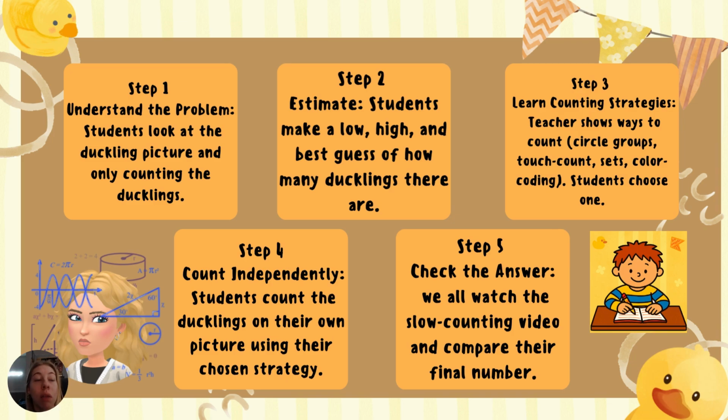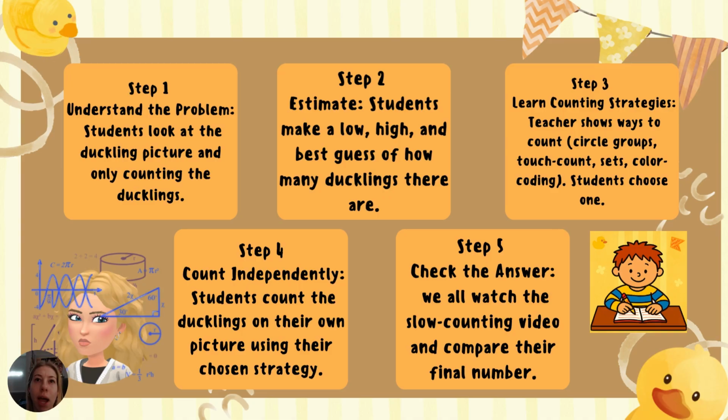Step 2, we're going to be talking about estimating. So I'm going to talk to the students about what an estimate is and basically just explain that it's kind of like their best guess. So I'm going to have them make a low, high, and then a best guess of the exact answer of how many ducklings there are.